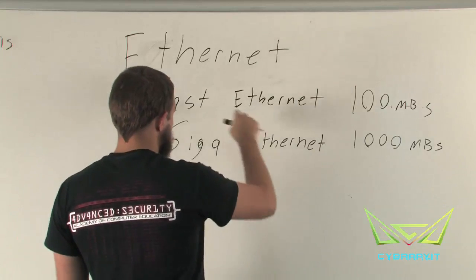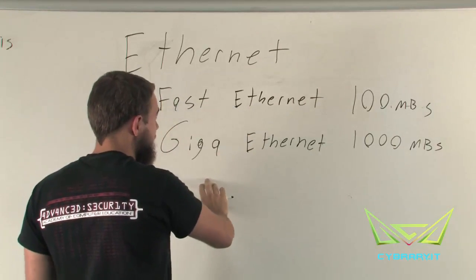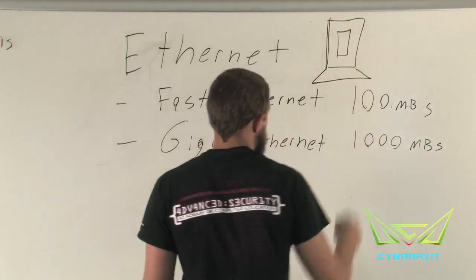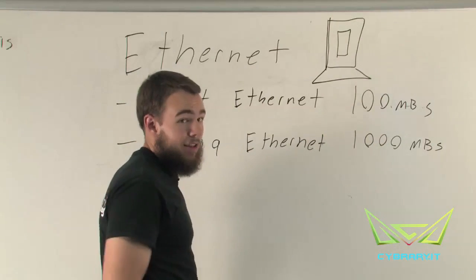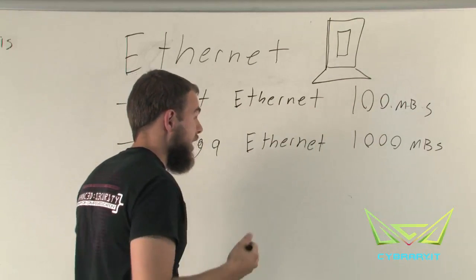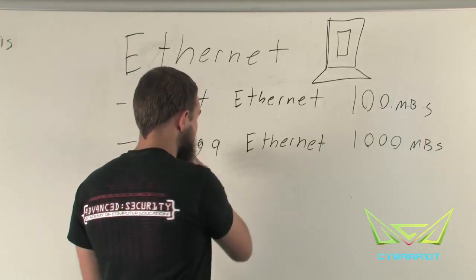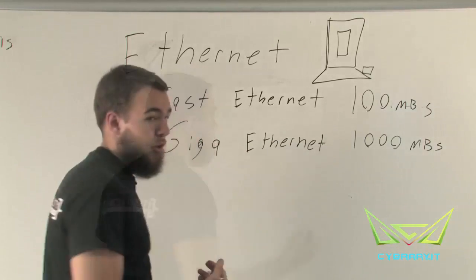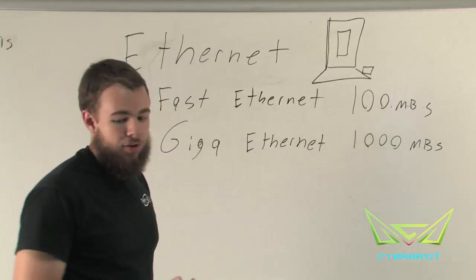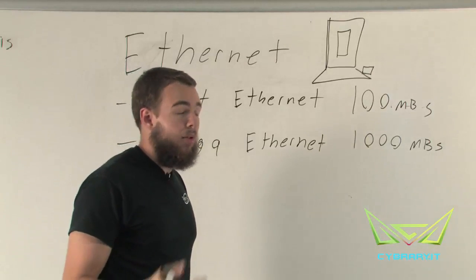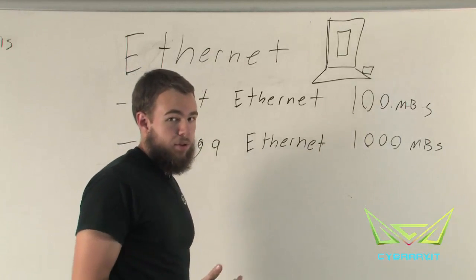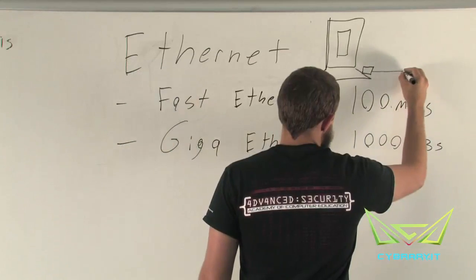In order to transition from our fast Ethernet to our gigabit Ethernet, we'll start at the computer. Let's say our computer currently has a fast Ethernet connection that maxes out at 100 megabytes per second. That port will actually need to be upgraded to a gigabit Ethernet card. With our port upgraded, we need to make sure that we're using an Ethernet cable that supports up to 1,000 megabytes per second. So now we've upgraded our cable.